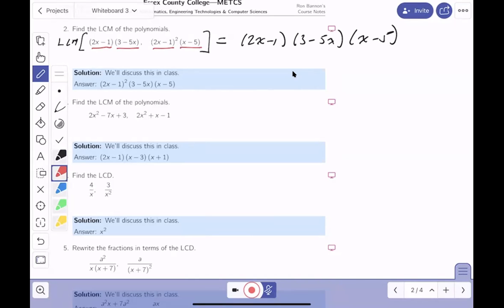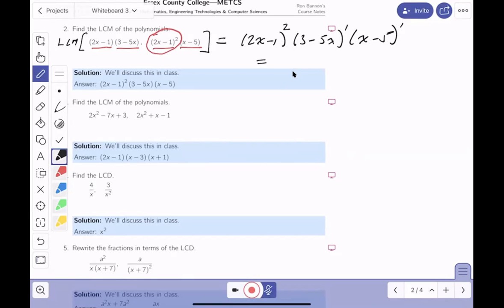Now, this is the part where students get tripped up. All right, so let me just repeat. The maximum number of times the factor 2x minus 1 occurs in any one of those factorizations, right over here, is actually twice. Okay, let's keep going. Let's do the 3 minus 5x. Well, that only occurred once. All right, how about the factor x minus 5? It only occurred once.